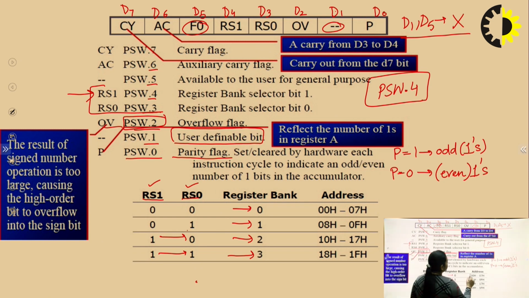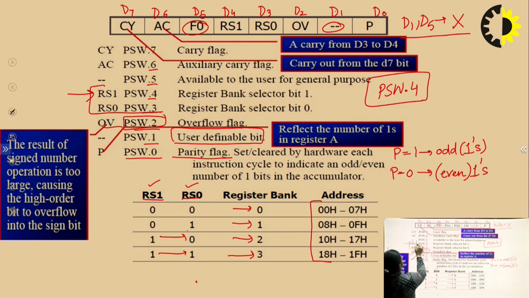So these are the addresses which we used for the register bank. For register bank 0, the address 00H to 07H is used. For register bank 1, address 08H to 0FH is used. For register bank 2, address 10H to 17H is used. And for register bank 3, the address 18H to 1FH is used.